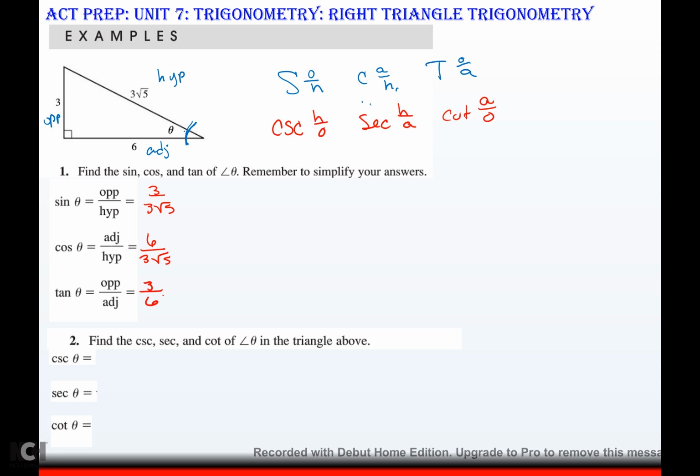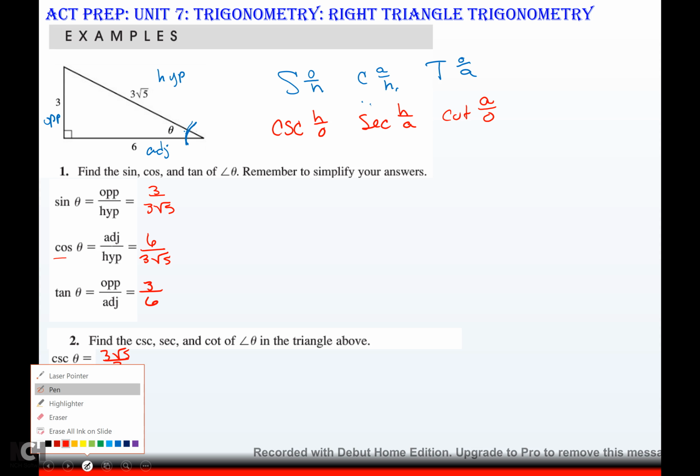Your cosecant would be hypotenuse over opposite, so that's going to be 3 square roots of 5 over 3. Secant, again, I'm just going to go up here and flip them over. Secant is reciprocal to cosine, so since cosine was 6 over 3 square roots of 5, secant is 3 square roots of 5 over 6. And since tangent is 3 over 6, cotangent, flip it over, is going to be 6 over 3.